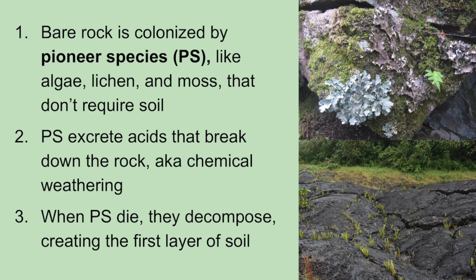And what's really cool about these pioneer species is that by doing that acid secretion, that allows the moss, lichen, algae to wear away at the rock's surface and to actually get nutrients directly from the rock. So that's why they don't need soil, is because they can actually access nutrients that's been locked away from other plants. When those pioneer species die, they'll begin to decompose, and over periods of time, they will start to create the first layer of soil.